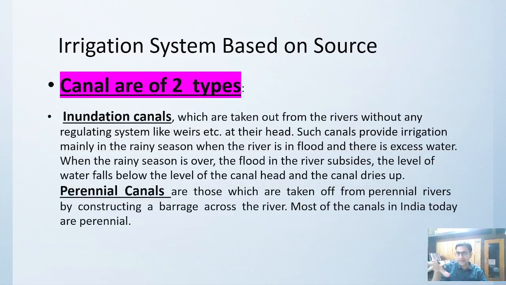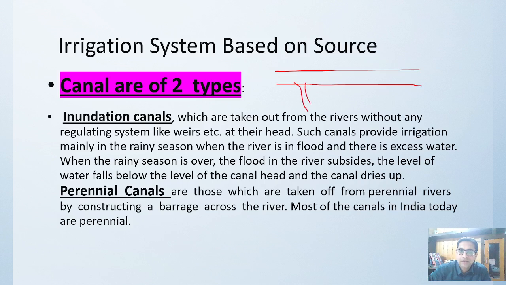There are two types of canal system: one is the perennial canal and one is the inundation canal. Normally an inundation canal, like if we have a river going on, is taken out from the river without any regulating system at its head. They just simply take out a canal from here, and from here another. So inundation canals are taken out from the river without any regulating system. They are called a temporary system.